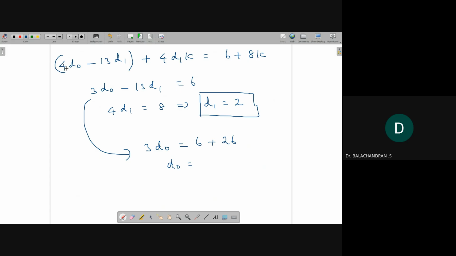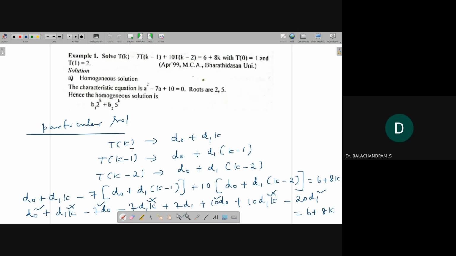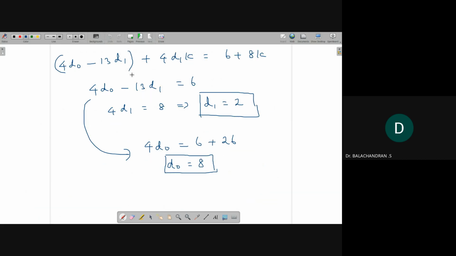4 d naught. Now here also 4 d naught. So d naught equal to 32 by 4, which is 8. Now, I already took the particular solution, instead of t of k, as d naught plus d1k.